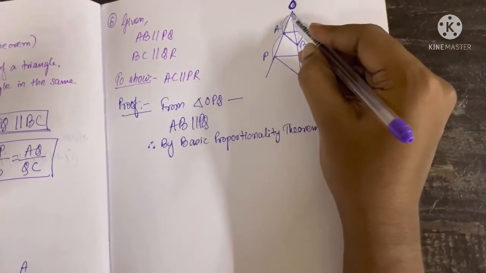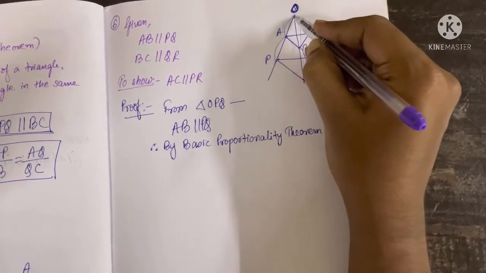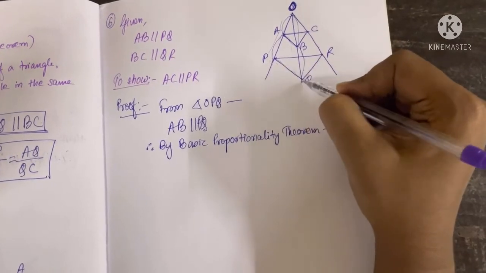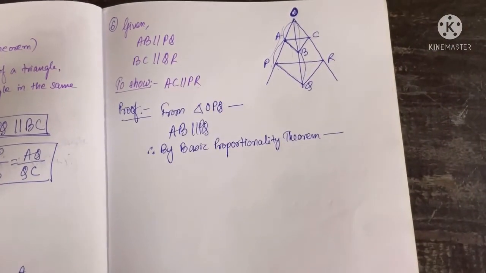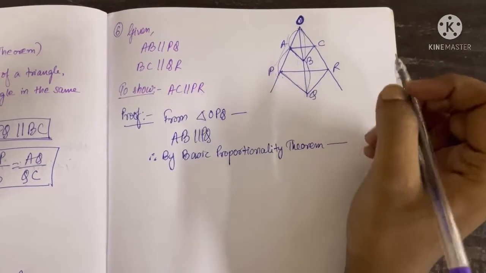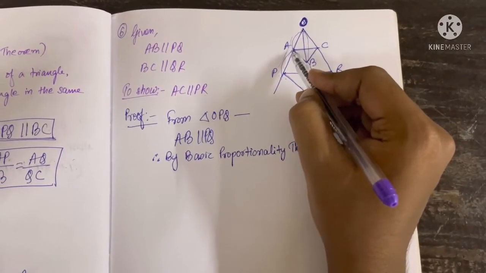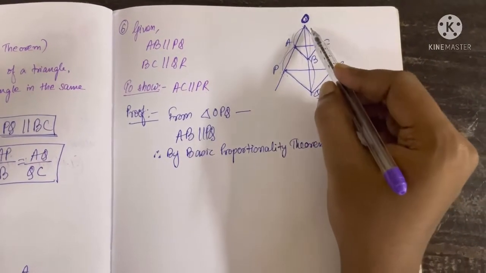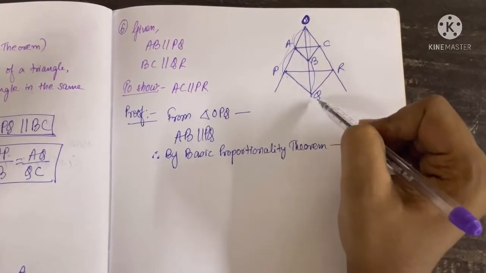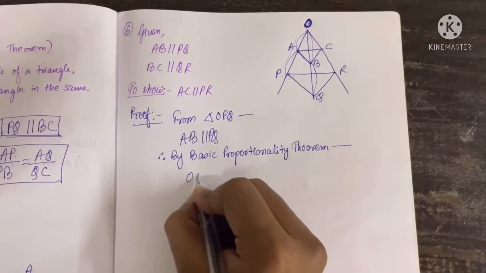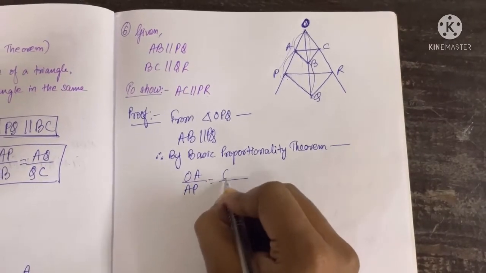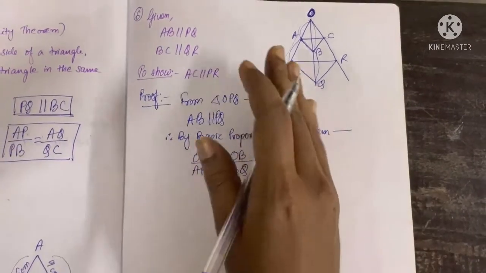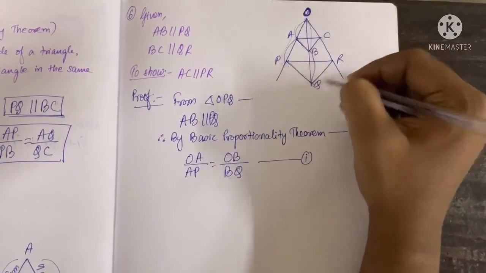Forget about the other lines. See OP, PQ and OQ. These are the three sides of the triangle. Here AB is parallel to PQ. As a result, OA to AP, the ratio will be equal to OB to BQ. So let us write this down. We will have OA by AP equal to OB by BQ and take it as our equation number 1. Similarly, we will do it on the right side triangle, that is ORQ.